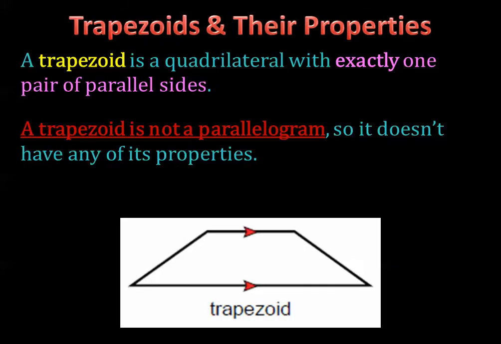A trapezoid is a quadrilateral with exactly one pair of parallel sides. It is not a parallelogram, so it doesn't have any of its properties.